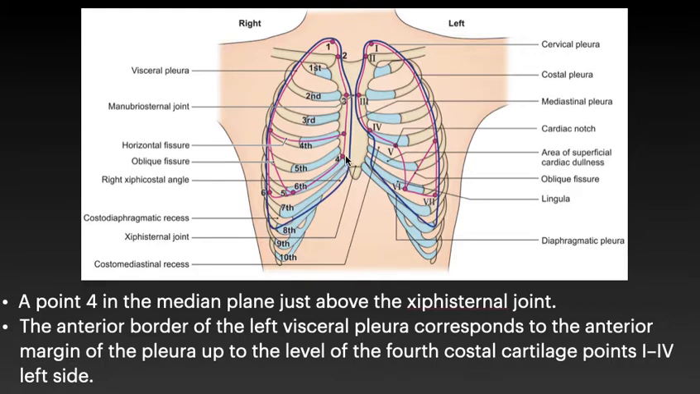The anterior border of the left visceral pleura corresponds to the anterior margin of the pleura up to the level of the fourth costal cartilage. Points 1 to 4 are on the left side.